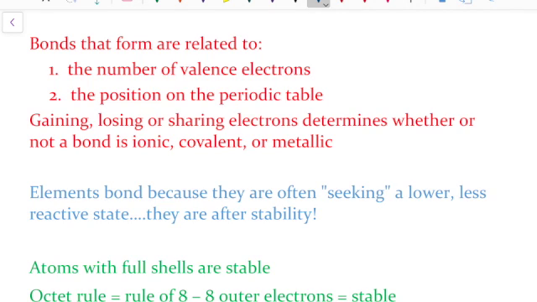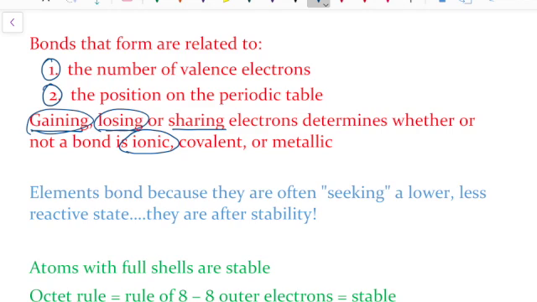Bonds form in atoms based on 2 features, according to the number of valence electrons that an atom has and where on the periodic table that atom or element is. Now, in prior lessons, you've learned that valence electrons are those outside electrons, and those are the electrons involved in bonding. So, if an atom gains, loses, or shares its electrons, it determines whether or not the bond is ionic, covalent, or metallic. Since we're focusing right now on ionic bonding, we're going to talk about gaining and losing electrons.